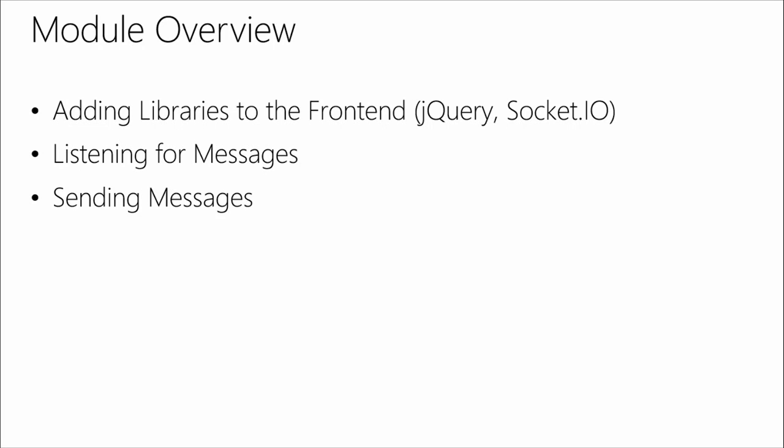Again, we're going to talk about adding libraries to the front end. We're going to talk about jQuery and Socket.io. We're going to cover a little bit of Stylus to show you how that works. We previously mentioned, in terms of middleware, Stylus compiling down to CSS, so we're going to point that out and show that.